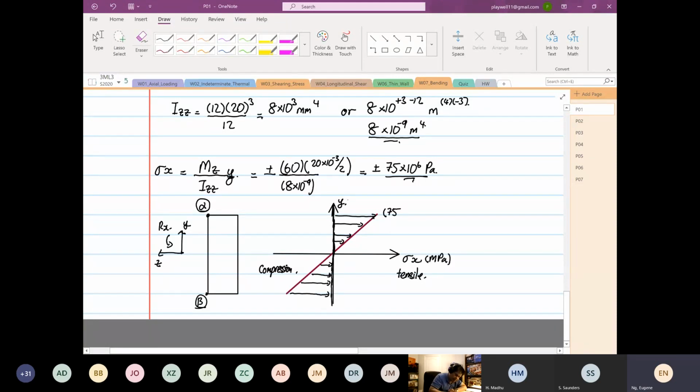And over here, the y is in meter, so this is 0.01. So over here will be 75, minus 75 now, and then this will be equal to minus 0.01. So this is how you sketch your profile. I'm doing this because I want you to get familiar with how to sketch the profile of your stresses. Are you clear? Any questions so far? Anyone?